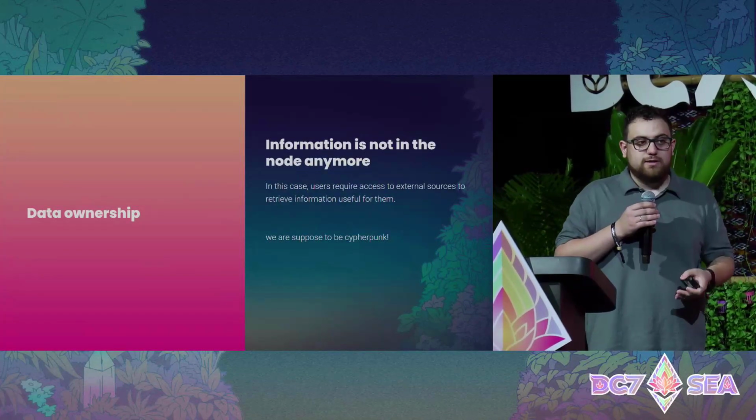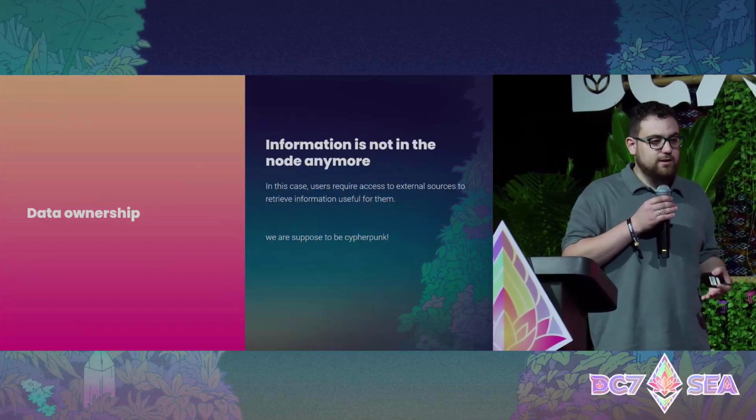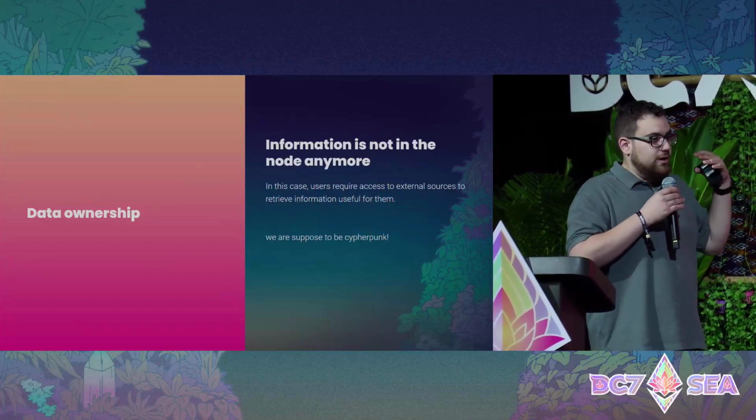And also data ownership. The problem is that if you put a company like Shadow or Ghost or any other company doing shadow logs, you are not sovereign of your data.